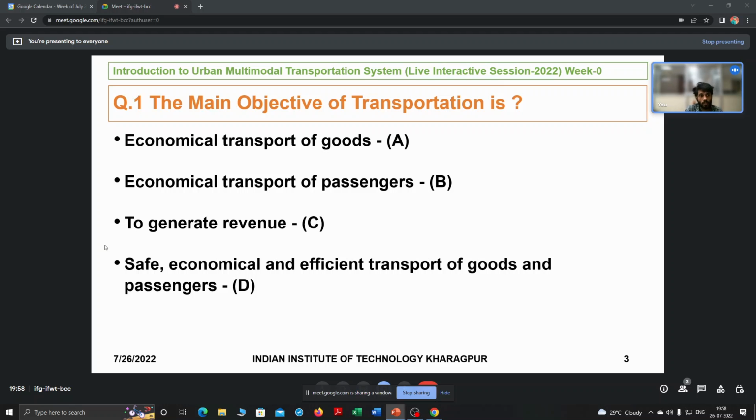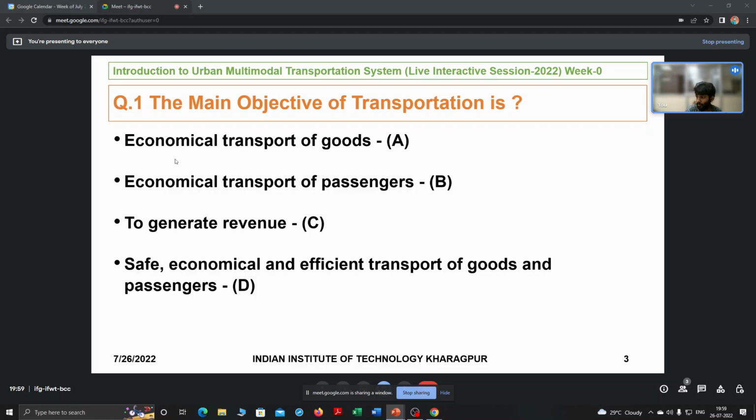So the first question is obviously a theoretical question. It is a very fundamental question. The question is: the main objective of transportation is, right? If anyone wants to answer, they can answer in the chat box. Then I will start discussing this. You have some 30 seconds to answer, and then I will try to discuss the answers.